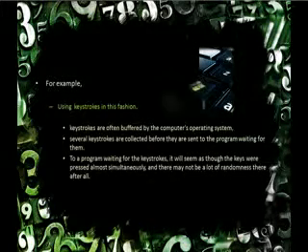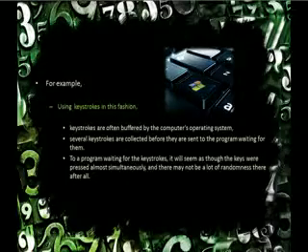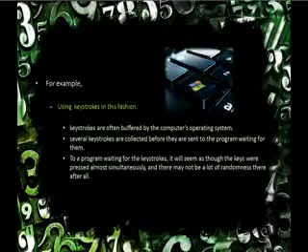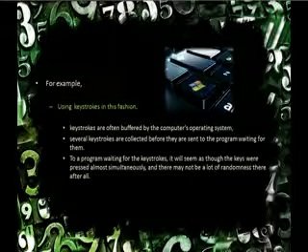For example, it can be tricky to use keystrokes in this fashion, because keystrokes are often buffered by the computer's operating system, meaning that several keystrokes are collected before they are sent to the program waiting for them. To a program waiting for the keystroke, it will seem as though the keys were pressed almost simultaneously, and there may not be a lot of randomness there after all. However, there are many other ways to get true randomness into your computer.